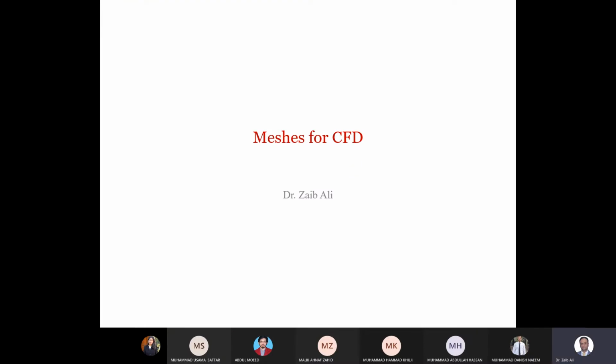Okay, so today we are going to discuss generally about meshes for CFD. What types of meshes do we have available for CFD simulations, and what are the general guidelines for creating a quality mesh?